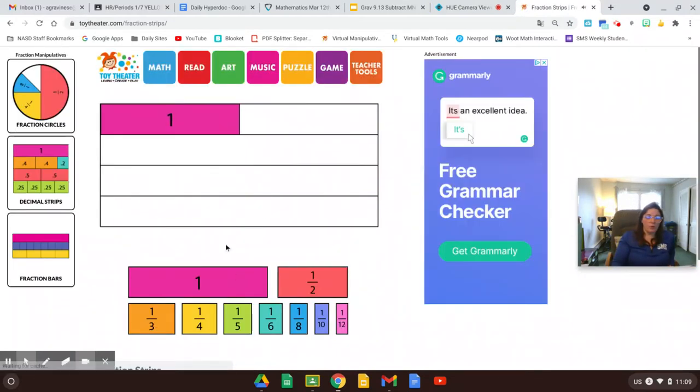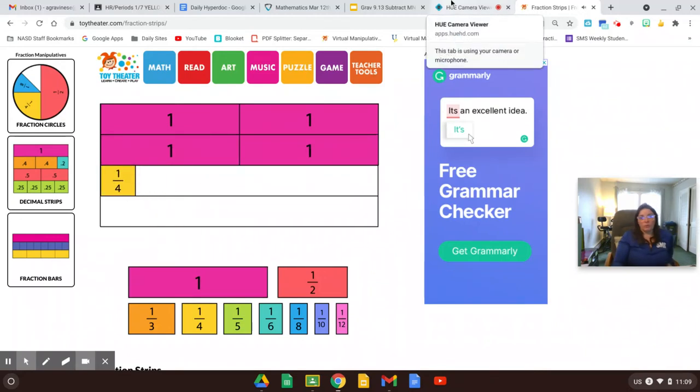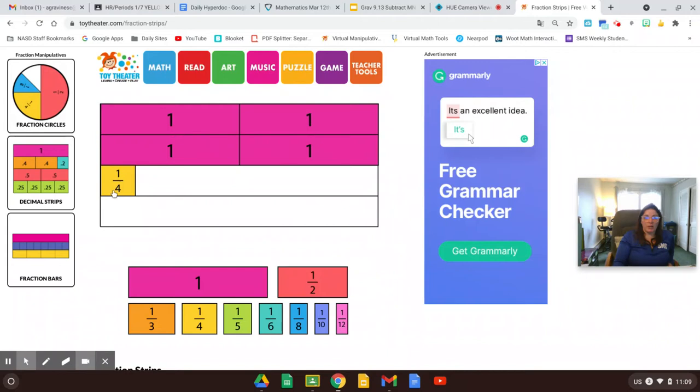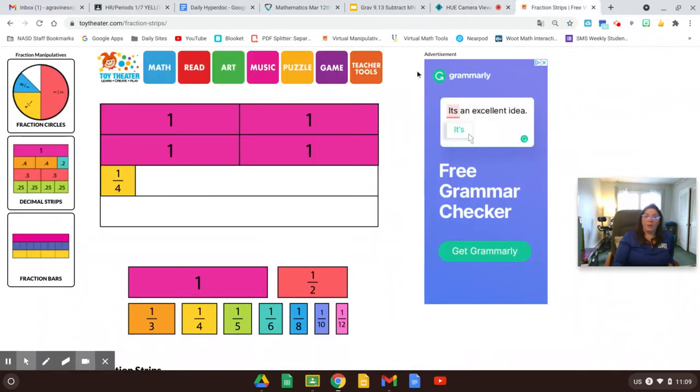I need 4 wholes, and then I need 1/4. Okay, so looking back at our problem, 4 wholes and 1/4. And what am I taking away? 2 wholes and 3/4. Now, when you look here, you might say, I don't have 3/4 to take away.